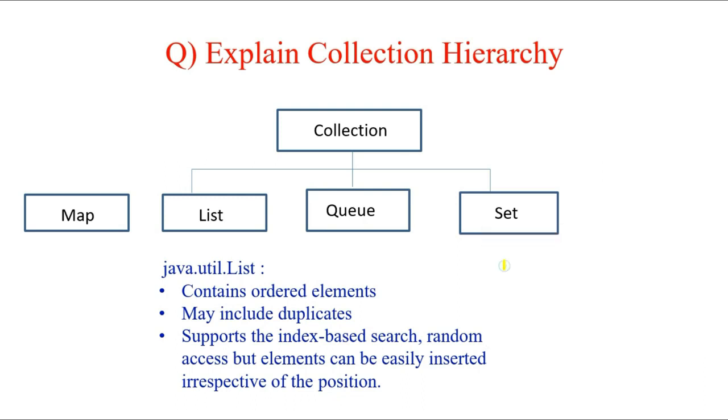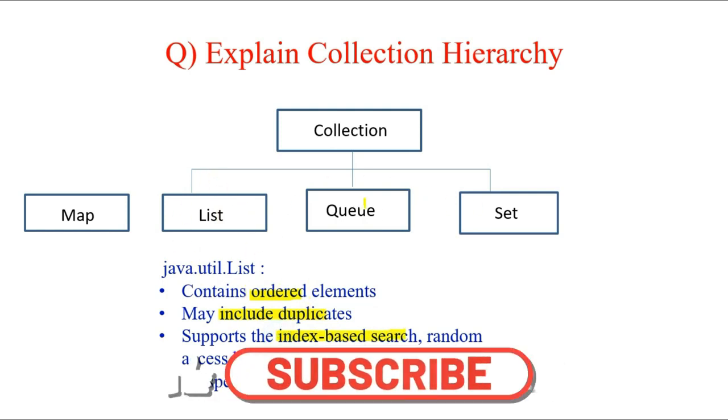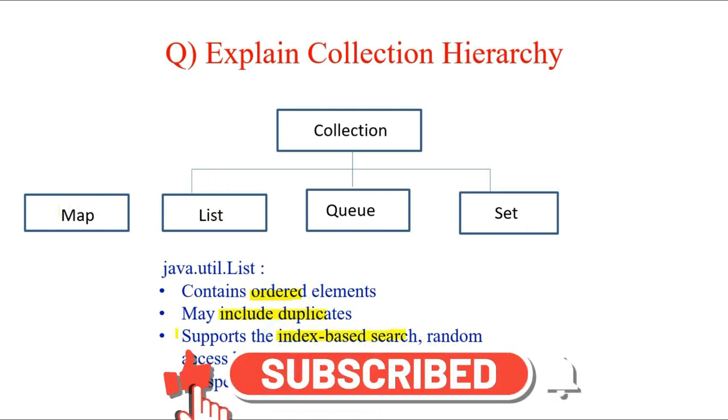This is how you explain each of those hierarchy elements: that they contain ordered elements, may include duplicates, and allow you to have index-based searches. These 3 things make it a unique collection as a list, because the others do not have these unique features.